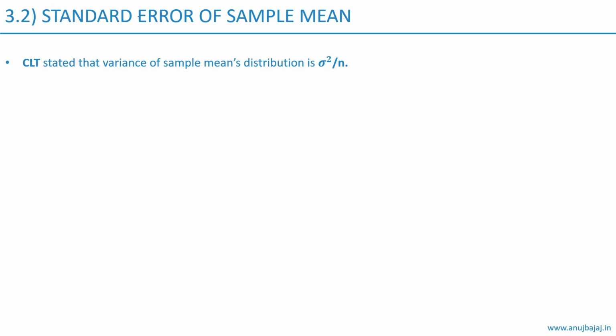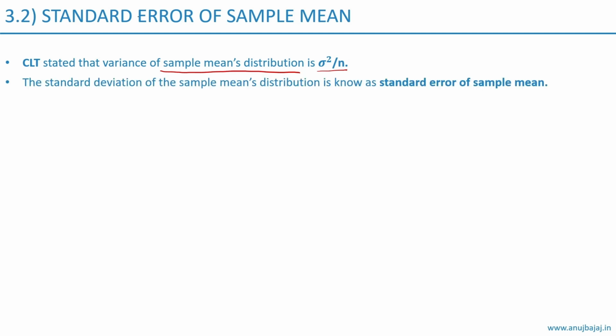So the central limit theorem stated that the variance of the sample means distribution is the population variance divided by the sample size. The standard deviation of the sample means distribution is known as the standard error of the sample mean. So if we take the root of this, we get the standard deviation of the sample means distribution, and this standard deviation is referred to as the standard error of the sample mean.